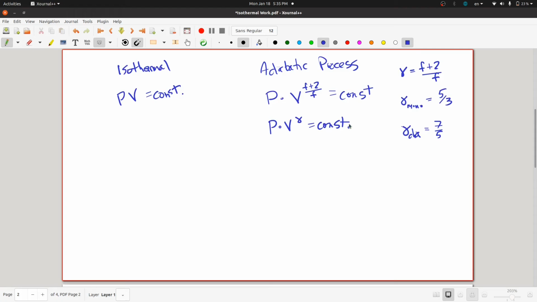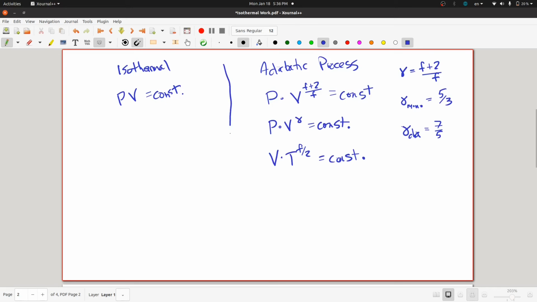Often when we want to know the change in energy of the adiabatic process, because there's no heat, what we want to know about is the change in temperature. So in those cases, it's often simpler to use the relationship between V and T rather than P and V. And in that case, V times T to the f over 2 is equal to a constant.